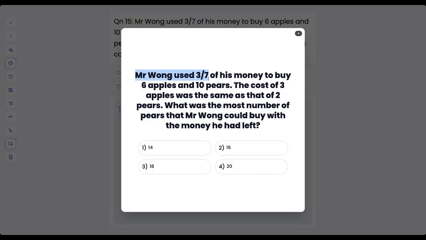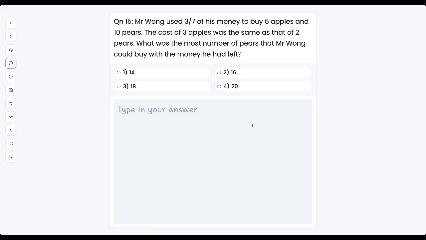Mr. Wong used 3/7 of his money to buy 6 apples and 10 pears. The cost of 3 apples was the same as 2 pears. What was the most number of pears that Mr. Wong could buy with the money he had left? All right, so we can use simultaneous equation. You can read more about it at easy1.sg/blog.